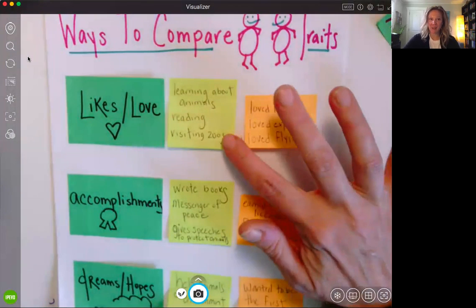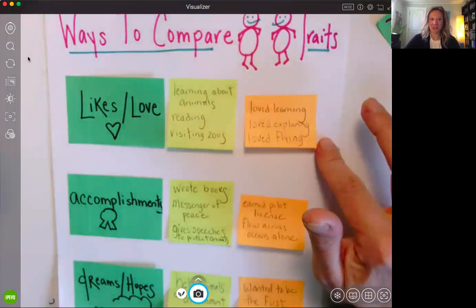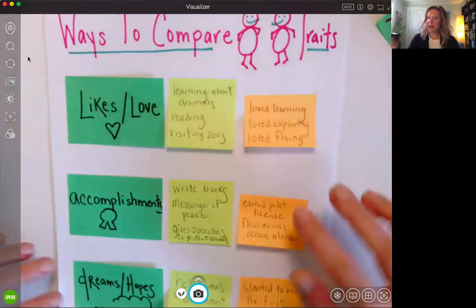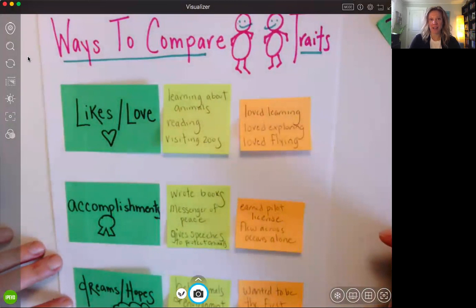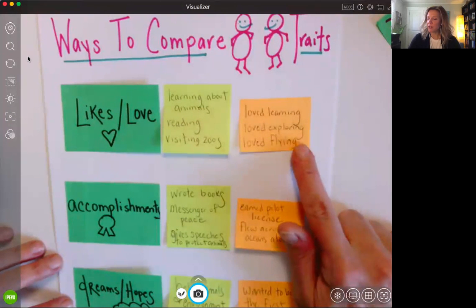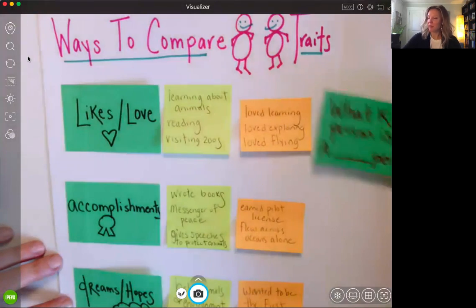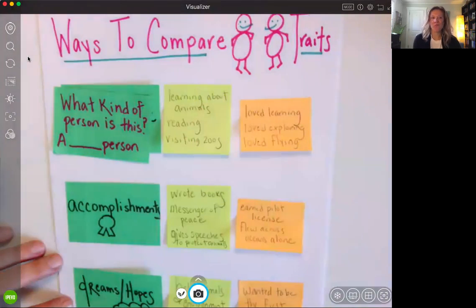Okay. So the yellow is Jane Goodall and the orange is Amelia Earhart. So I learned in my reading that Jane loved learning about animals ever since she was a little girl. She would read books about animals, she would visit zoos. And what I learned about Amelia Earhart is that she loved flying, she loved exploring, and she loved learning. And so I want to ask myself, okay, what kind of person is this, right? What kind of person, how could I describe them?